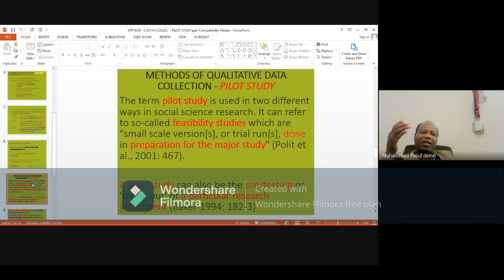So the pilot study is used in different ways in social sciences. Okay, it can be referred to as feasibility studies, or a small scale version.